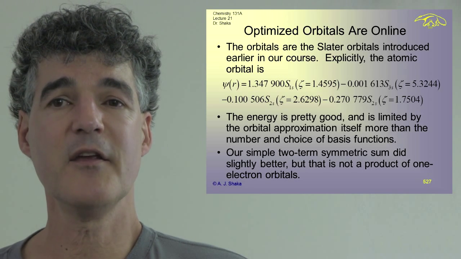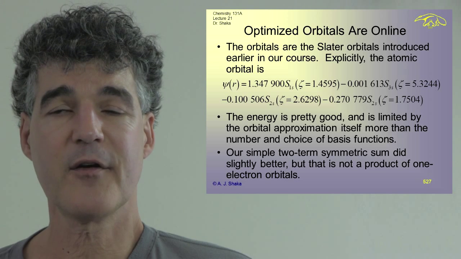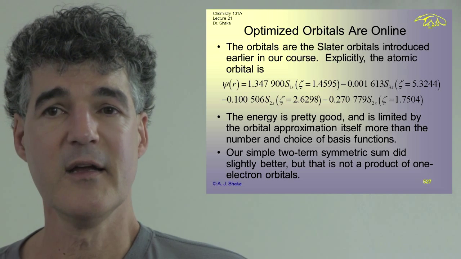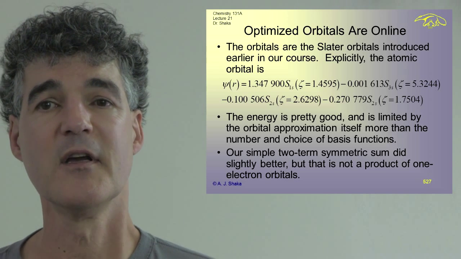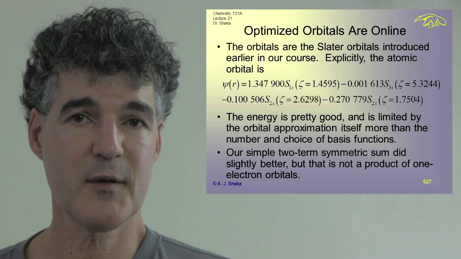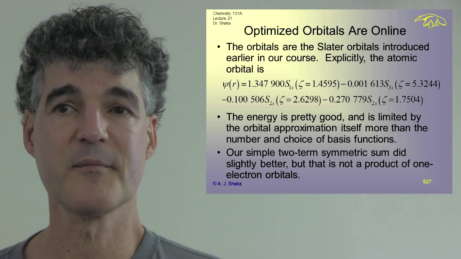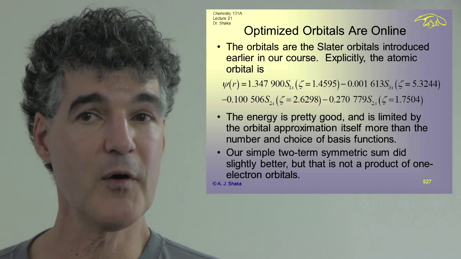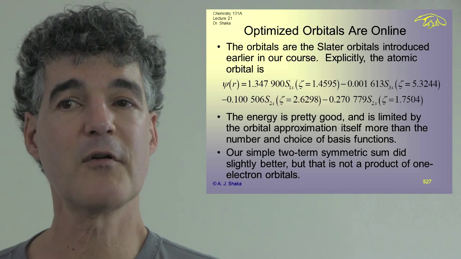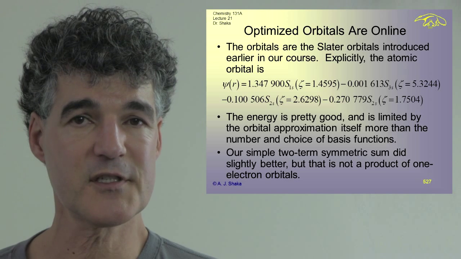The orbitals that you extract, if you look at those columns, are the Slater orbitals. Therefore the atomic orbital in helium, psi of r, explicitly, I've written it out here, it's 1.347900 times the Slater 1s type orbital, which coincidentally is exactly the same as the hydrogen 1s, with a value of zeta in the exponent of 1.4595. And then there's a small correction, minus, so you can see these numbers tell you about how much of this other stuff is in there.